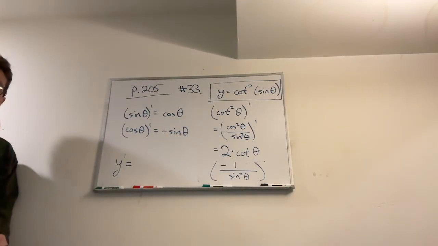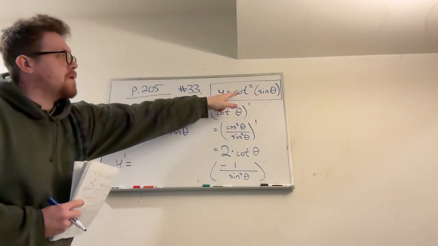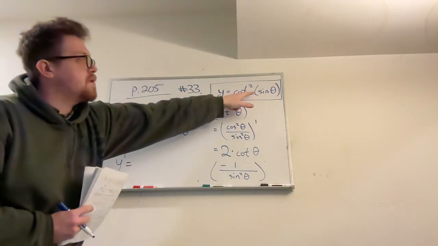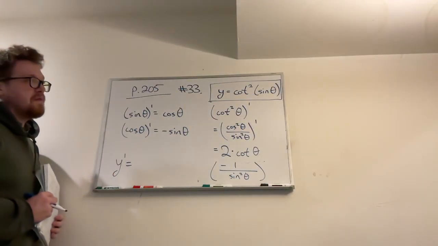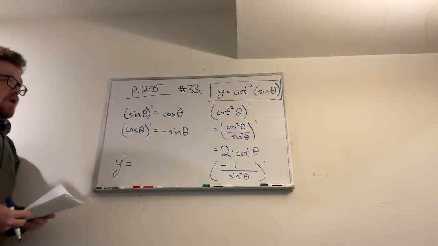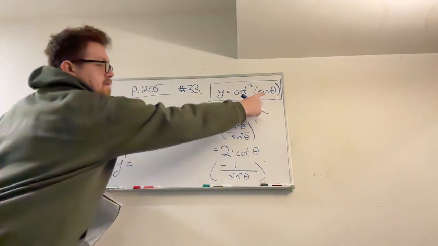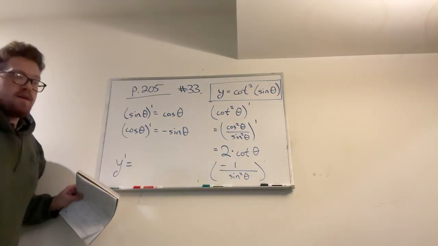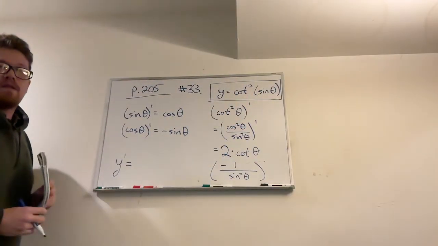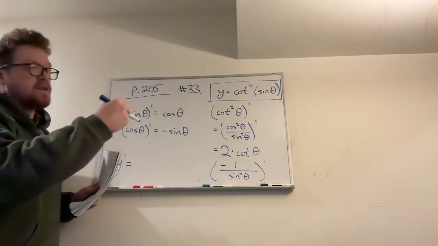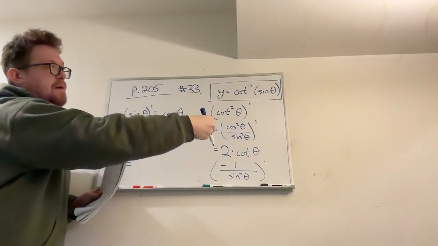And we can finally say that the derivative of this function, we can use the chain rule. We know what the derivative of cotangent squared is. We know what the derivative of sine is. So now we can give you the derivative of the composition, which is going to be this. But then we're going to plug in sine theta for theta. And then we're going to multiply by the derivative of sine theta at the end by the chain rule, because the chain rule says that we do f prime of g times g prime.